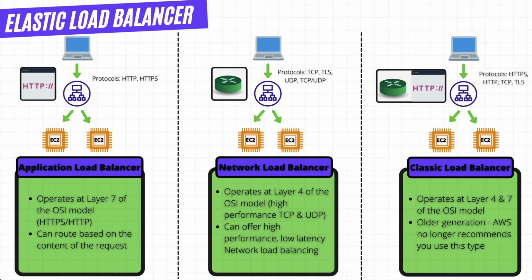Finally, we have the classic load balancer. This type of load balancer operates at both layer 4 and layer 7 of the OSI model. AWS no longer recommends you use this type of load balancer because it is becoming deprecated, and instead recommends you use the application or network load balancers. The reason I mention it is in the case that it comes up in your exam.